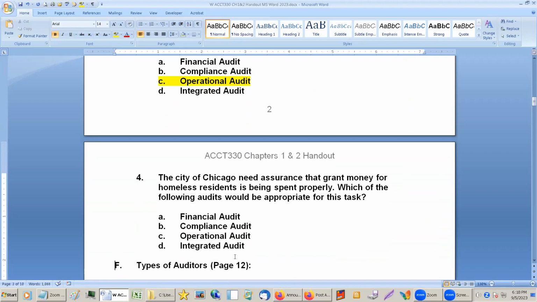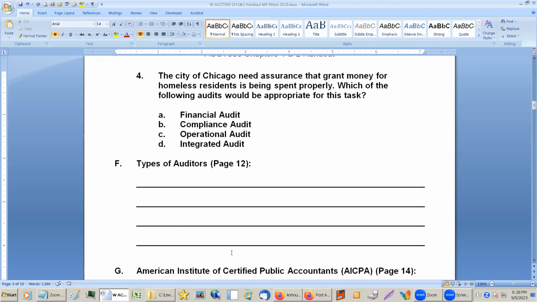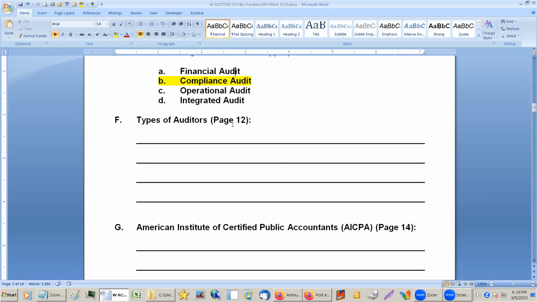City of Chicago needs assurance that grant money for homeless residents is being spent properly. Which of the following audits would be appropriate? Compliance? Yep. Block grant. Exactly.